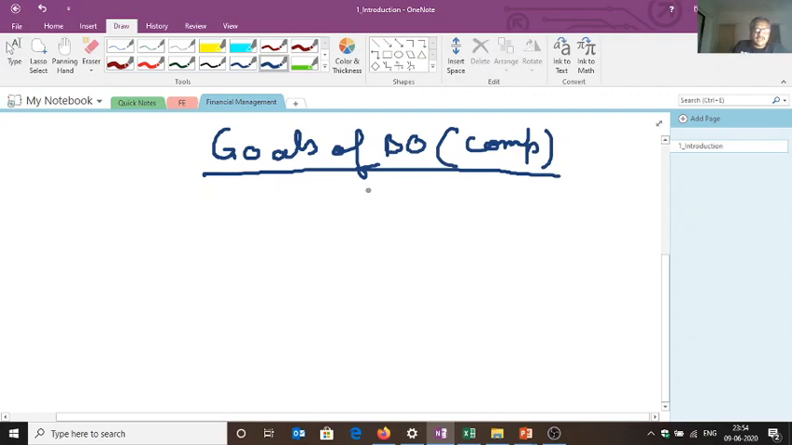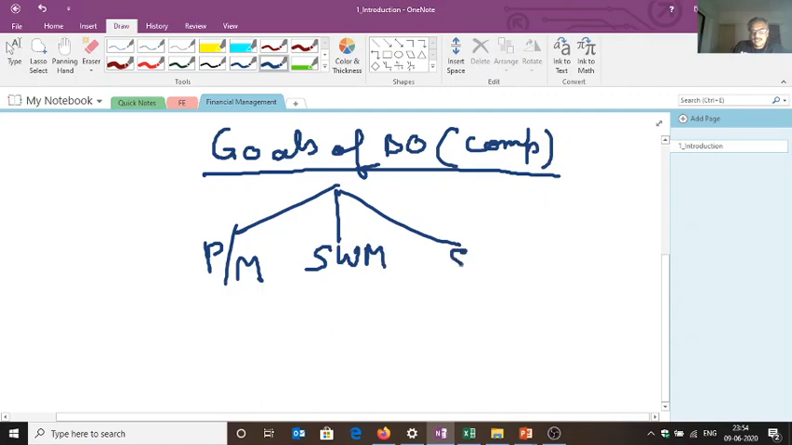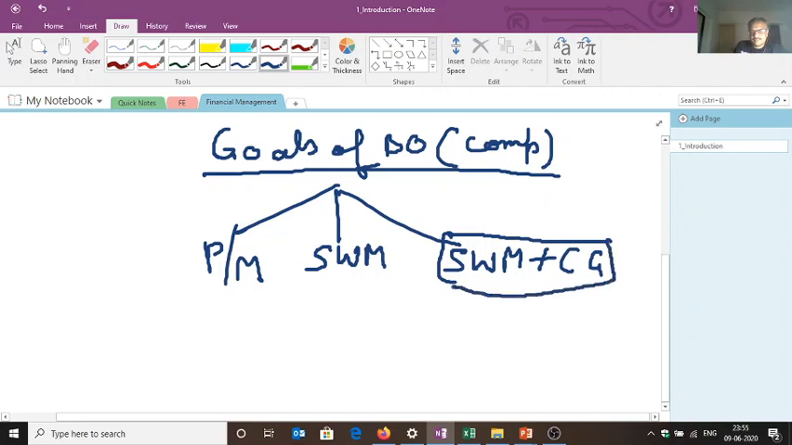Popularly, there are three goals which come into the picture. First is profit maximization. Second is shareholders' wealth maximization. And third, which is more relevant nowadays, is CG, corporate governance. So if I say what is the goal of business organization, then this is the goal.